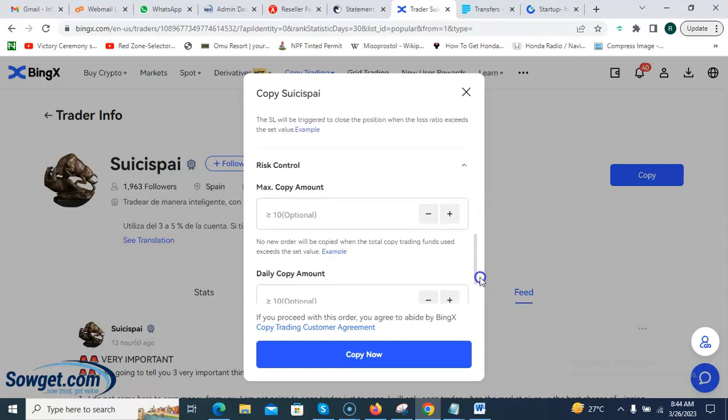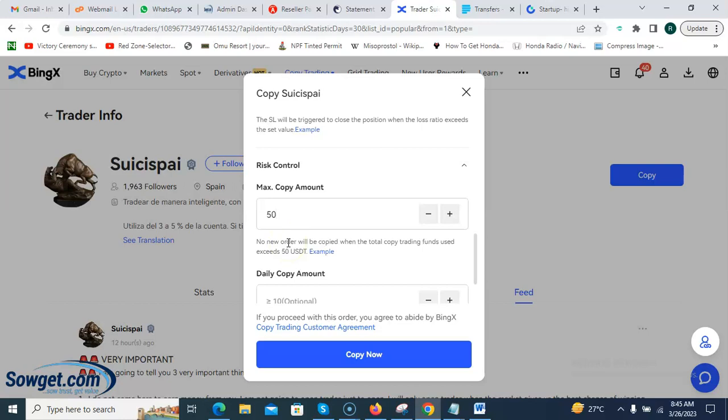If you come under this section here, you see maximum copy amount. If you set this field here, what it simply means is that if you set a particular figure here, let's say I set 50 USDT here, what it means is that I'm using a margin of 10 USDT for every trade that the trader opens for me.